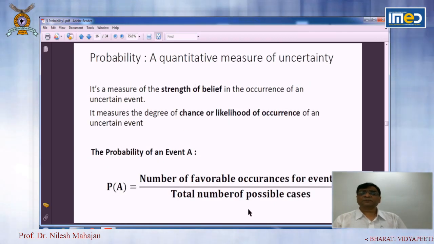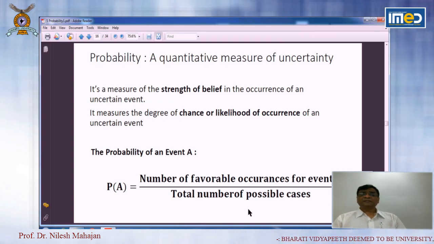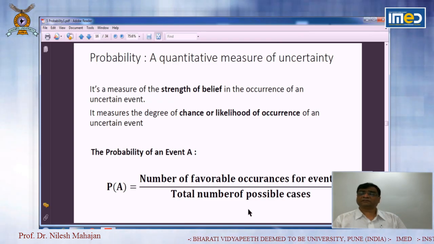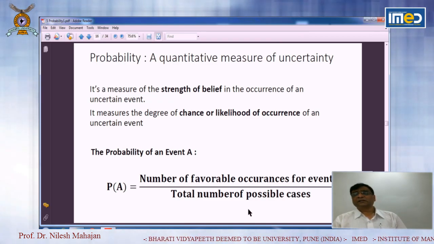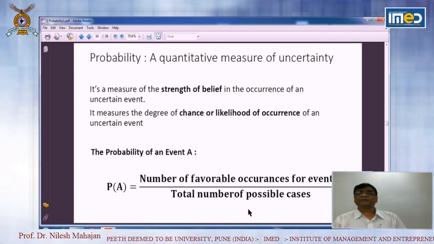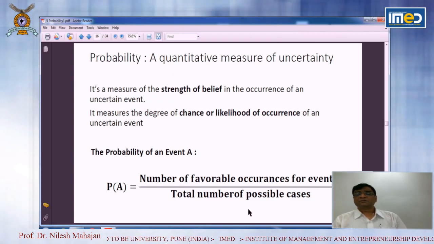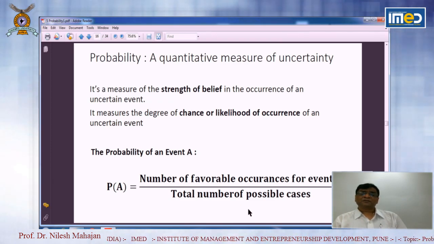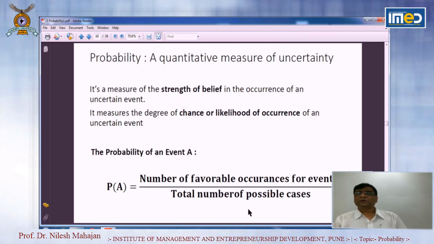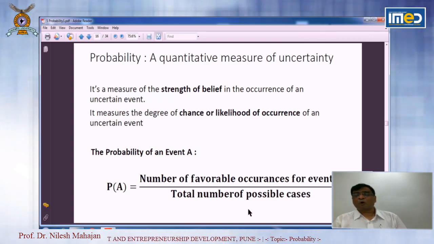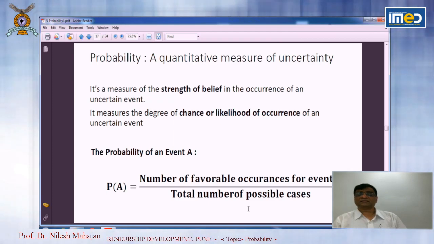Now we consider probability, a quantitative measure of uncertainty. It is a measure of the strength of belief in the occurrence of an uncertain event. It measures the degree of chance or likelihood of occurrence of an uncertain event. So we define the probability of an event A: P(A) equals the number of favorable occurrences for event A upon the total number of possible cases.